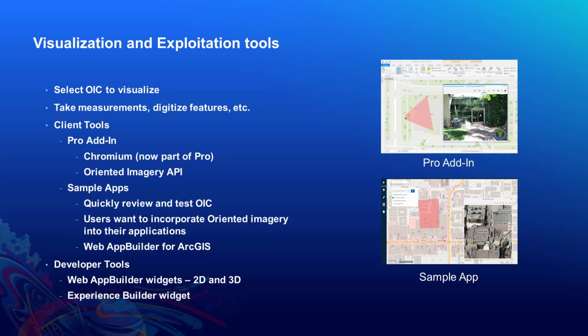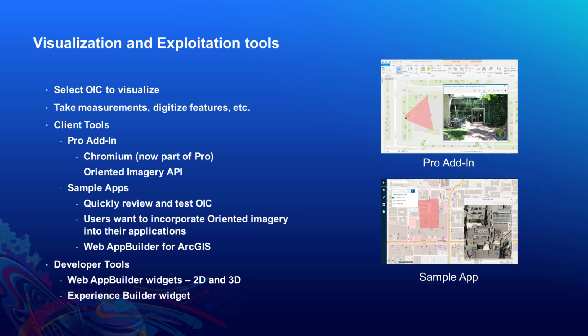Lastly, we have visualization and exploitation tools. You can use the tools to view the images in the catalog, take measurements, digitize features, and overlay vectors in the image. In these client tools, we have the Oriented Imagery Pro add-in, which is built on Chromium and the Oriented Imagery API. Then we have, for the web environment, sample apps. The purpose of the sample apps is to quickly review and test OICs that you have created and published.